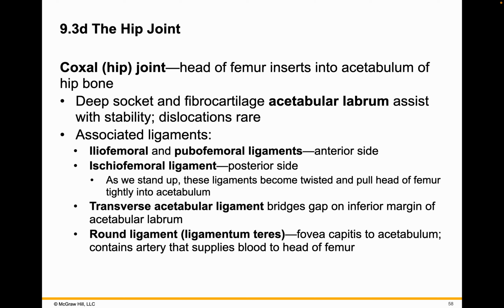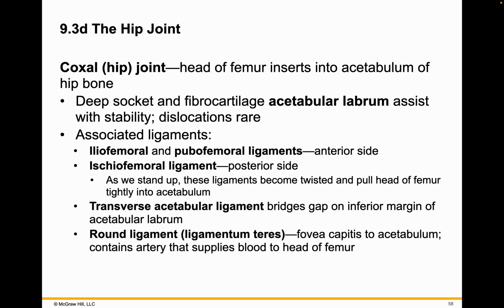The hip joint or coxal joint, the head of the femur inserts into the acetabulum of the hip bone. This is a very deep socket by comparison to the shoulder. There's a fibrocartilage acetabular labrum, making the socket even deeper, so we get very few dislocations, and we trade that stability for range of motion. You can do a lot more with your shoulder than you can with your leg.